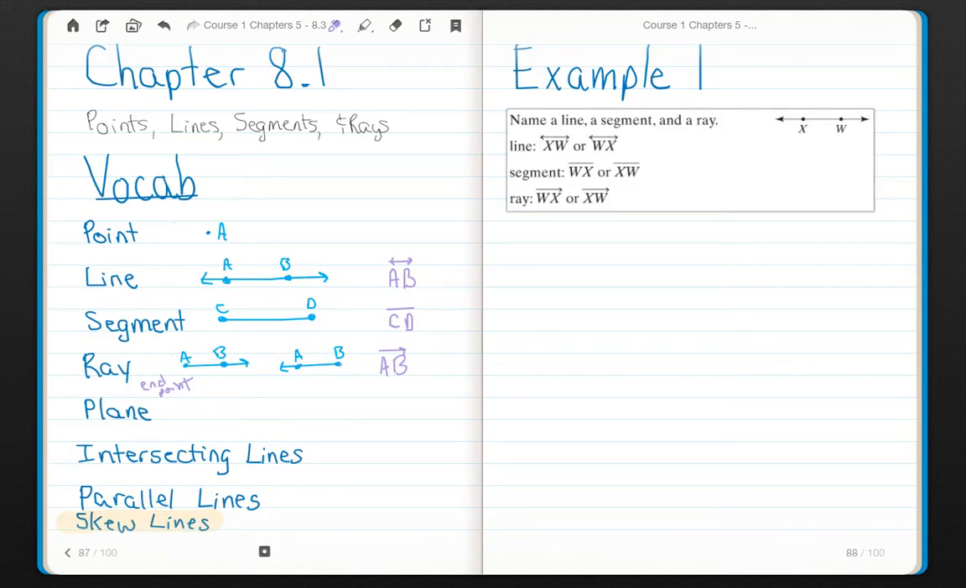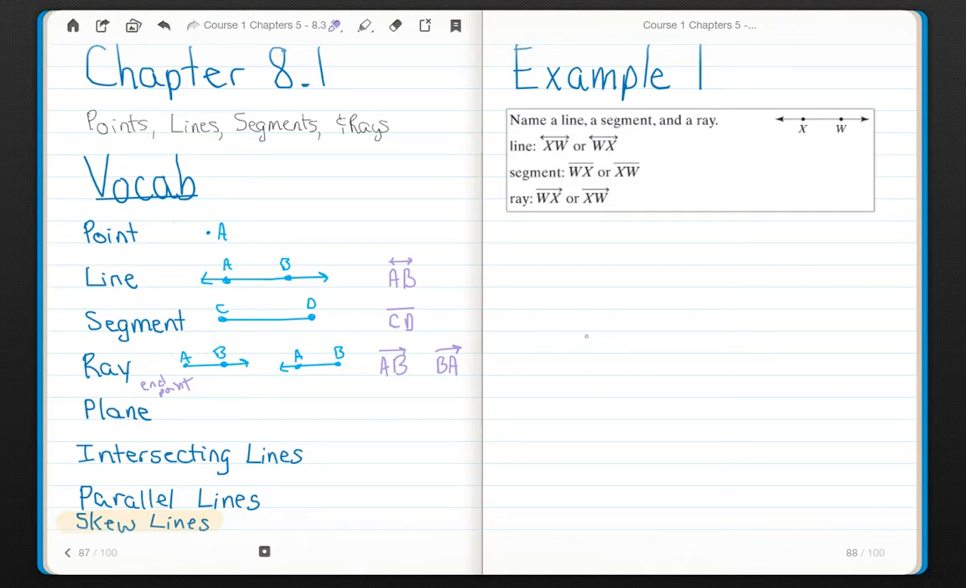This right here is going the other direction. So I'm going to write that as BA. B is where I start, A is the point I continue through, and then I keep on going. The symbol above it, however, is still the same. The arrow does not change direction. The letters reverse. Okay? All right, we're going to come back to these 3 for plane, intersecting, parallel, and skew before we do example 2.